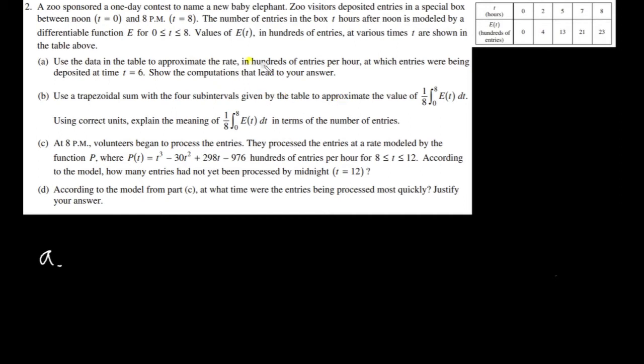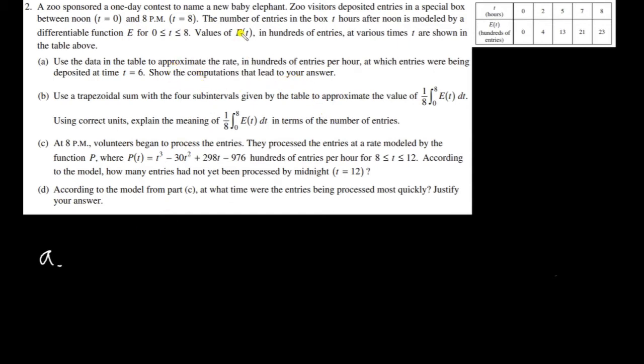In part A, we're to use the data in the table to approximate the rate in hundreds of entries per hour at which entries are being deposited at time t equals 6. Okay, so there's nothing here in the table or in the question that allows us to directly calculate the rate at which entries are being added at time t equals 6. So all we can do is, as they ask us to, approximate it, okay?